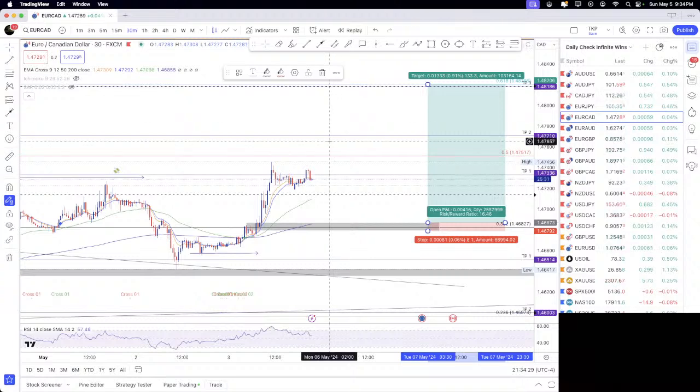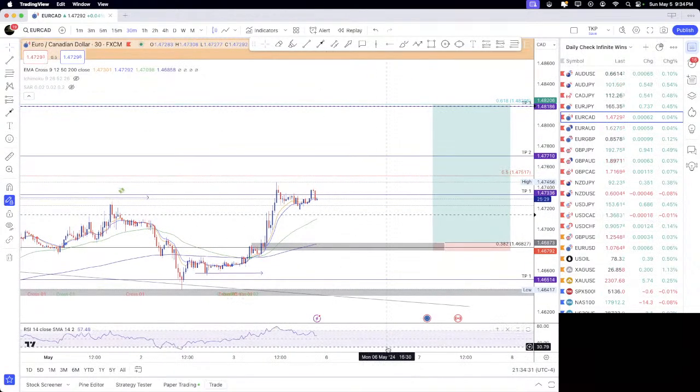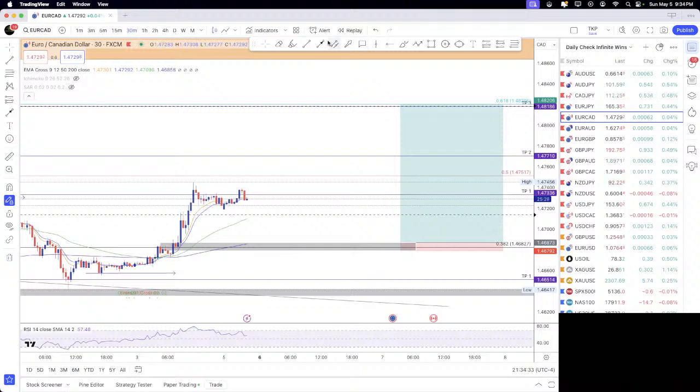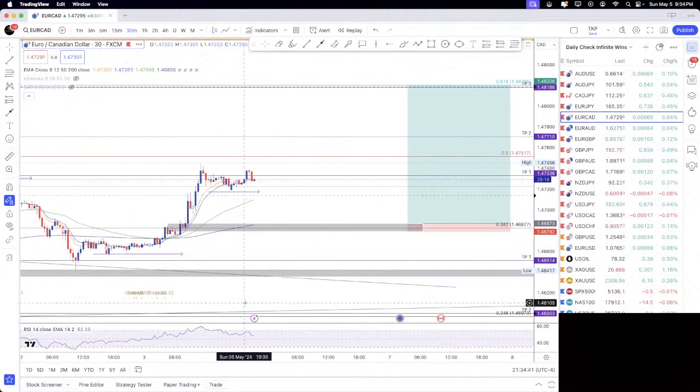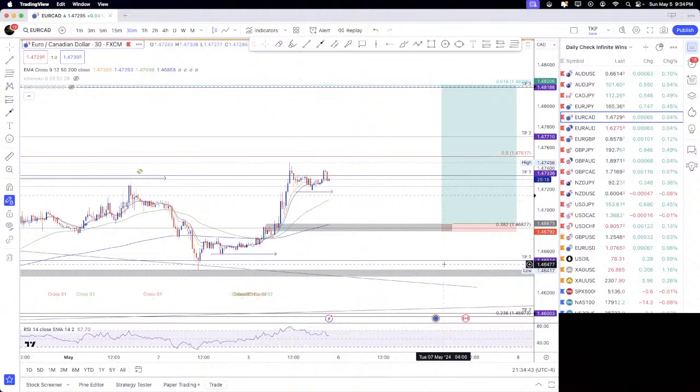So I think we'll get a pullback. But we need to find, like I said, a safe place to put this stop loss, because we could get a really strong impulsive move and we don't want to get wicked out of the trade.